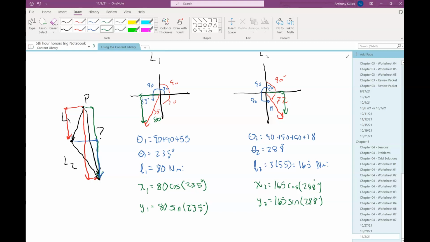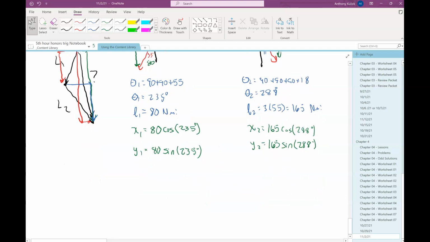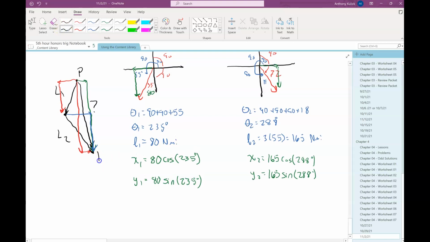Is everybody okay with that idea? Okay. So this final position then is just going to be the sum of the horizontal parts of our trip plus the sum of the vertical parts of our trip. That's going to be the new point at that final position, right? Does that make sense to everybody?